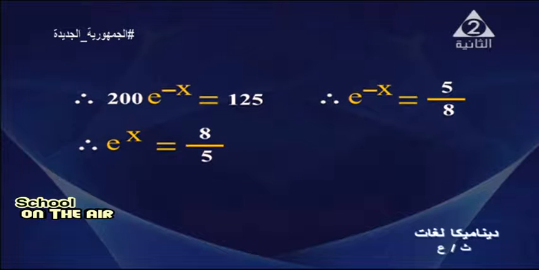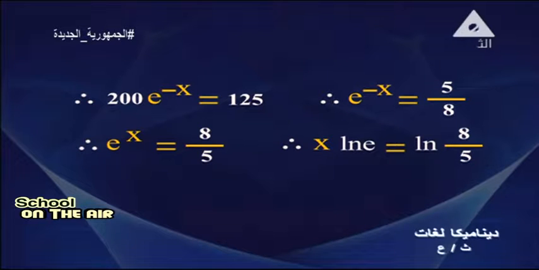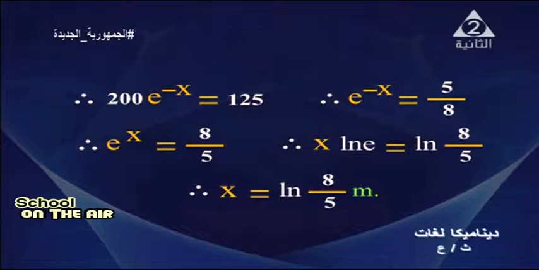Now, what is the value of x? x is the power of e, then we can use the logarithm. ln e power x equals ln 8 over 5. Then x ln e equals ln 8 over 5. And we know that ln e equals 1. Then x equals ln 8 over 5 meter.